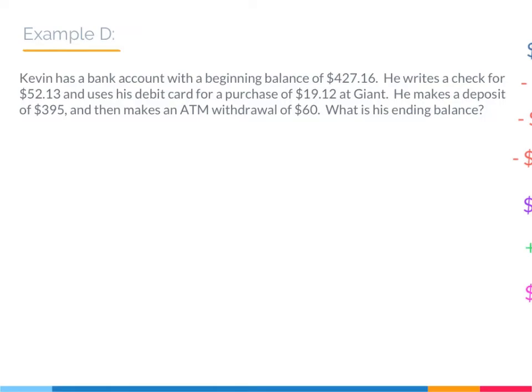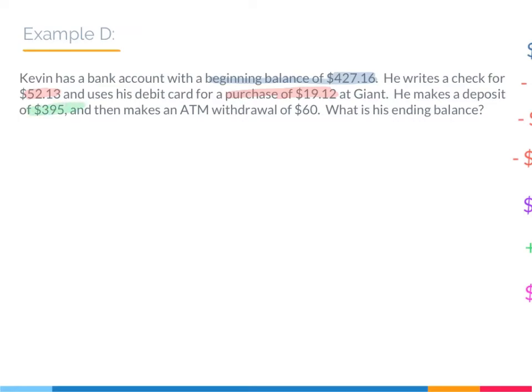It's a very important thing that we know the beginning amount of money that he starts with is $427.16. Now, he's going to be making some purchases, so we want to go through and find the things that are negative. He's going to be writing a check for $52.13, so that's going to be negative. He's going to be spending money there. He makes a purchase of $19.12, so again, that's going to be a negative. He's going to be spending money there. He makes a deposit of $395. We know deposit means that that's going to be a positive thing. So that we can mark down as important as positive.